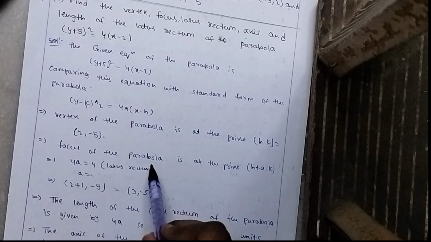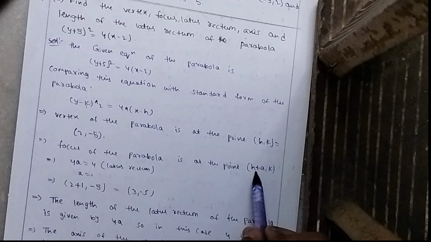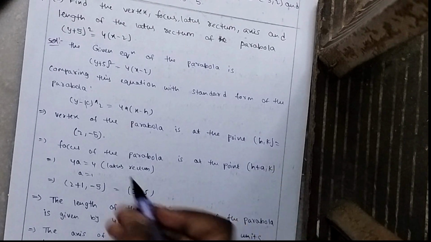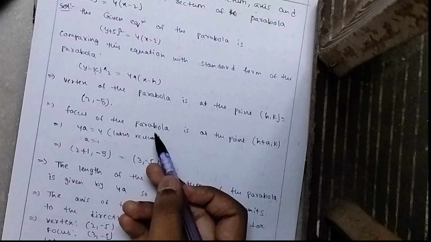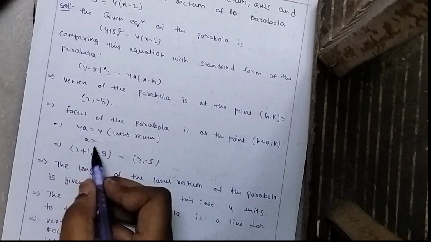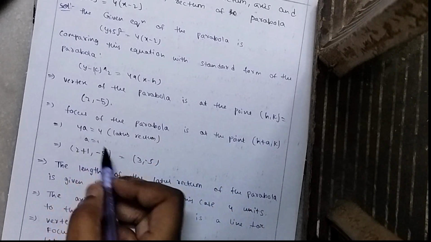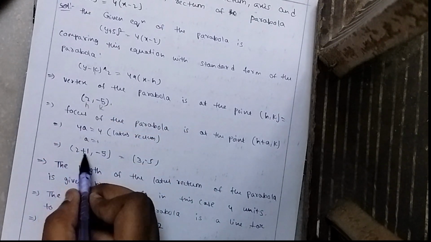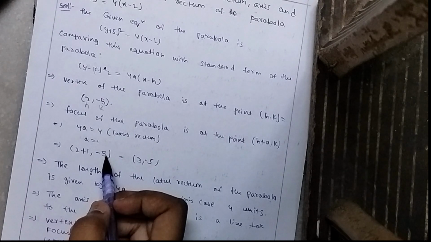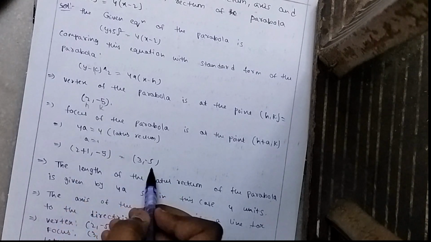And now the focus of the parabola is at h plus a comma k. That means 4a equals 4. That means a equals 1. So the focus of the parabola is h plus a. The h value is 2. This is h and this is k. So h plus 1, so 2 plus 1 comma k. That means minus 5. 3 comma minus 5.